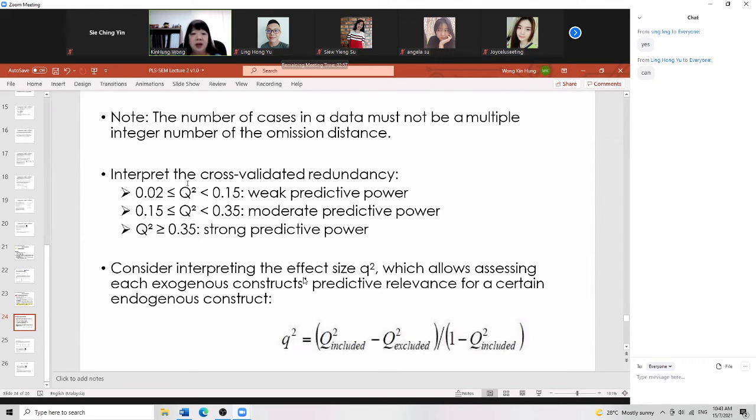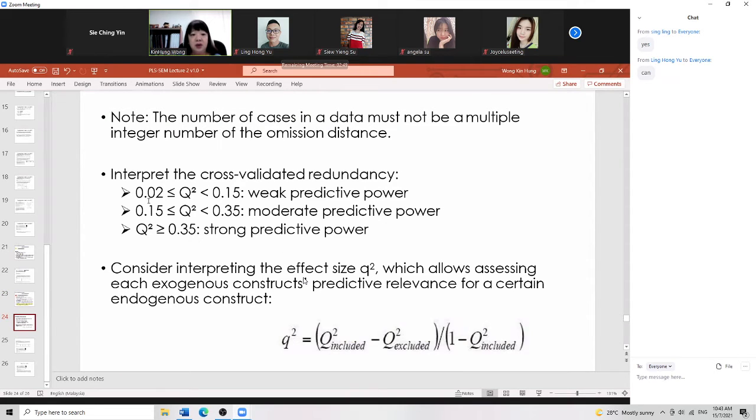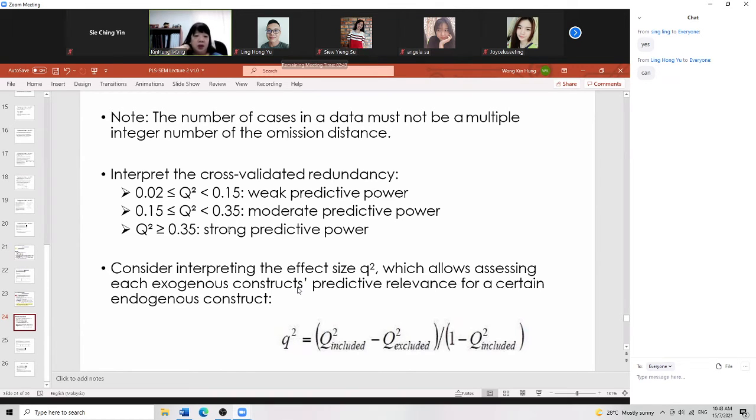Okay, so this is the value you need to know. Just now we learned this one must be larger than 0. Okay, more than 0.35, there's a strong predictive power. Okay, all right, so those are the formulas for that.